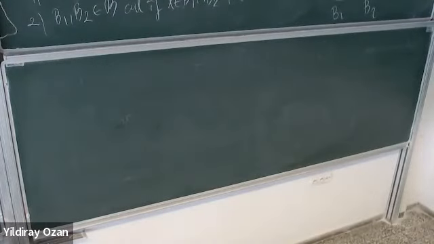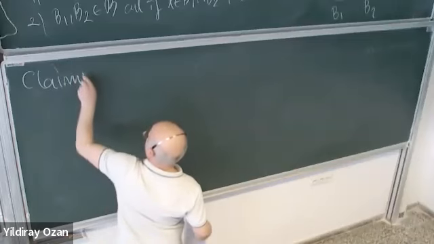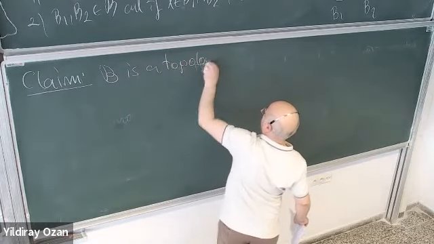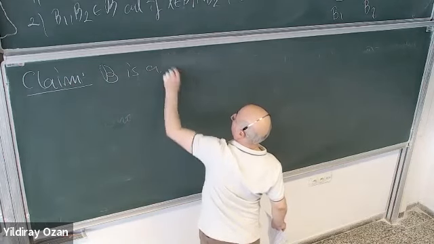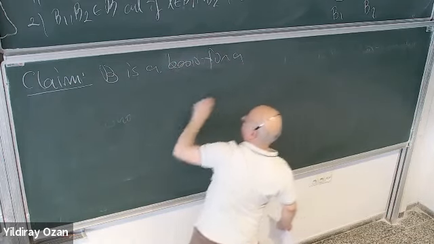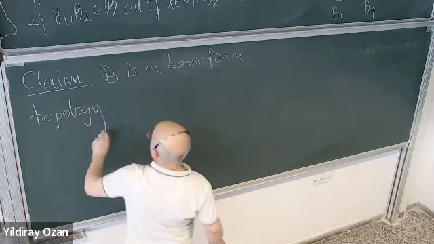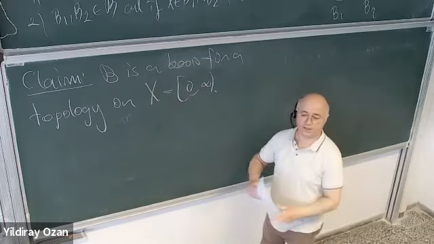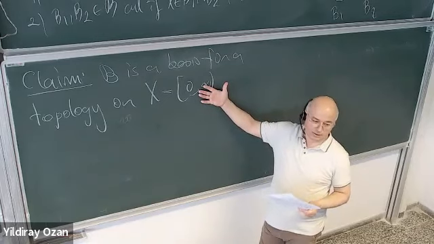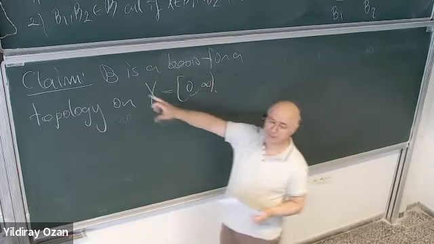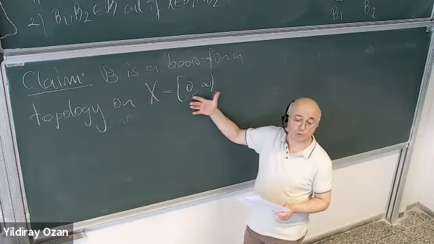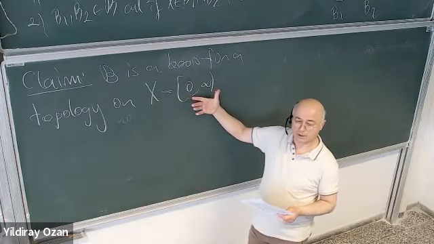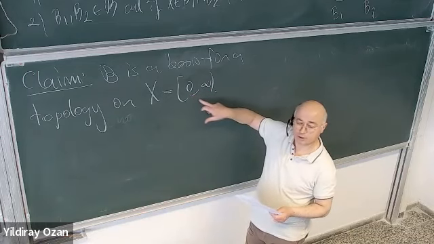The first claim is the following. This B is a basis for a topology on X. Of course, on this set, 0 to infinity, we have the standard topology. But that's not what we are claiming. We are saying that this gadget describes a topology on the set. It is probably different than the inherited topology as a subset of R, right? I'm not saying that this topology is the subspace topology inherited from R.